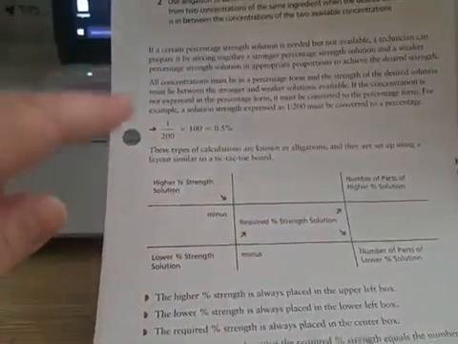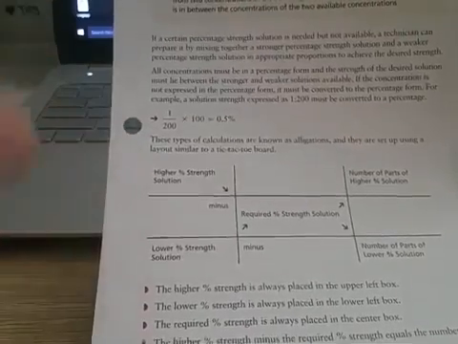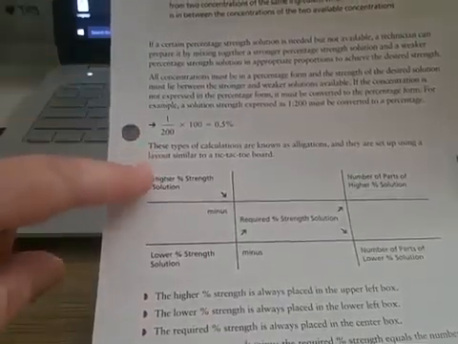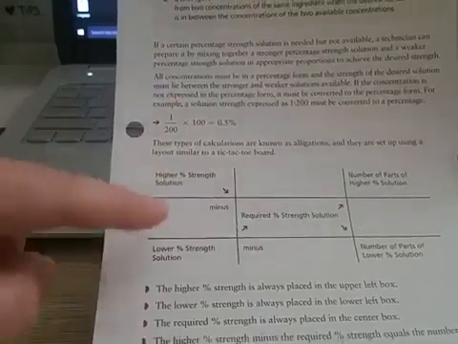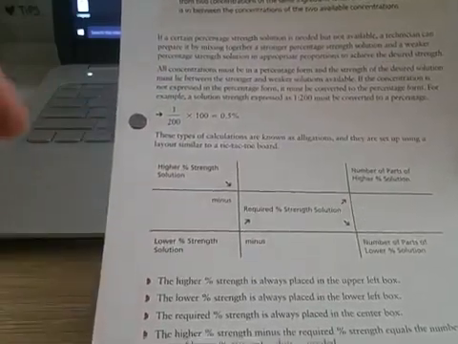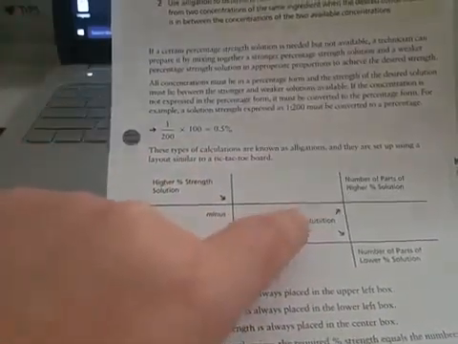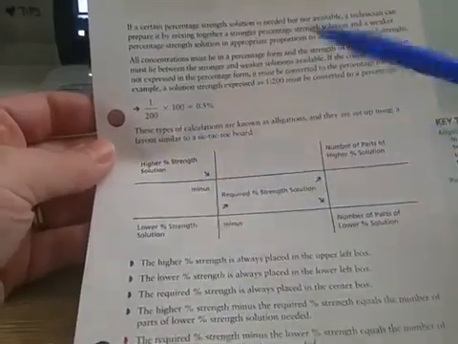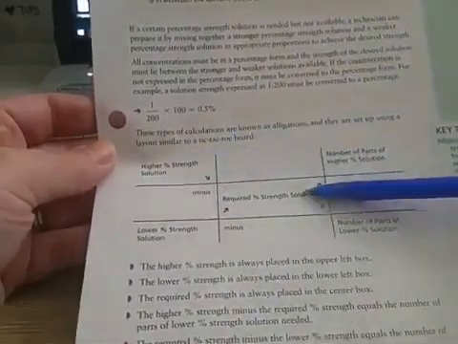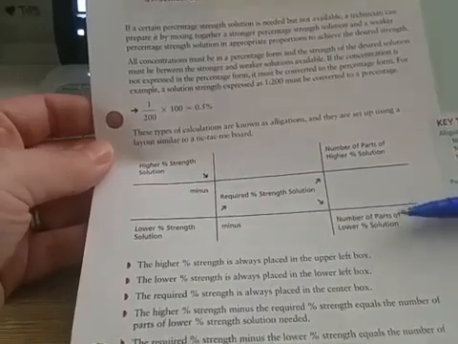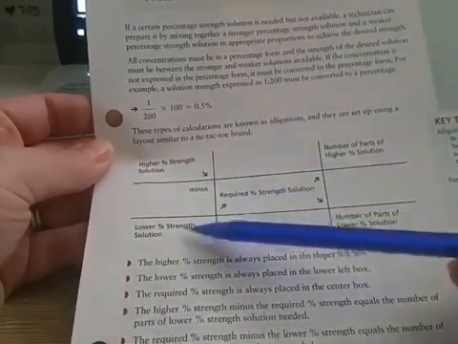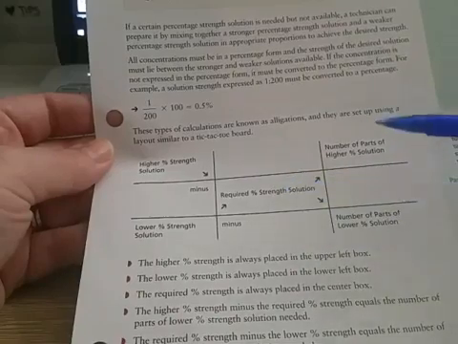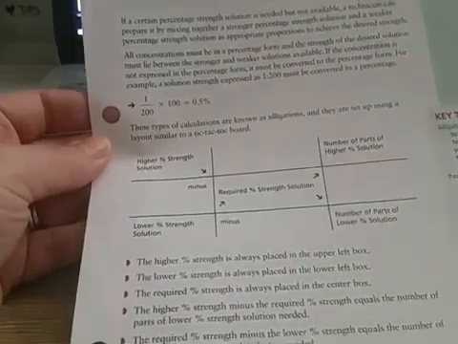So you set up your tic-tac-toe board. Your higher percentage strength goes in the top corner, and your lower percentage strength goes in the bottom corner. Whatever you are expecting to get out of the two goes in the middle, and then you subtract. You subtract the required from the higher to get the number of parts for the lower, and then you subtract the lower from the required to get the number of parts for the higher.